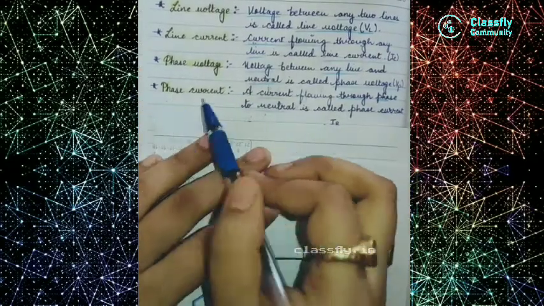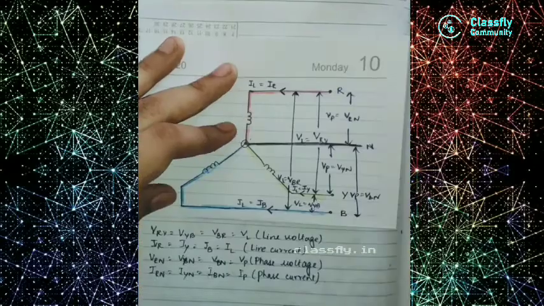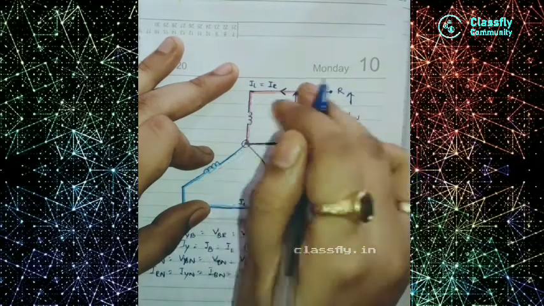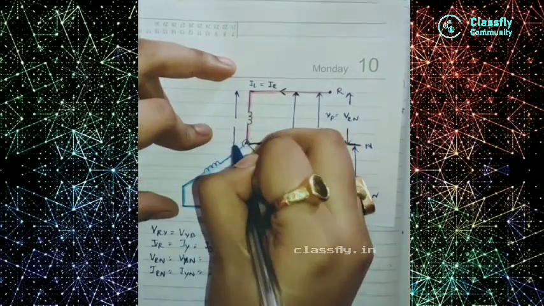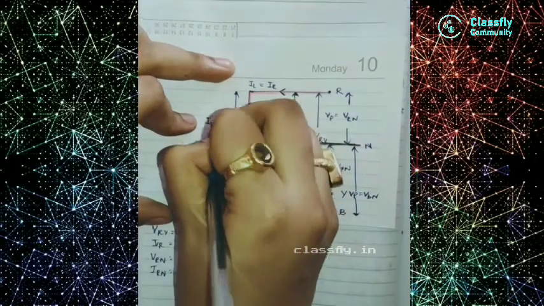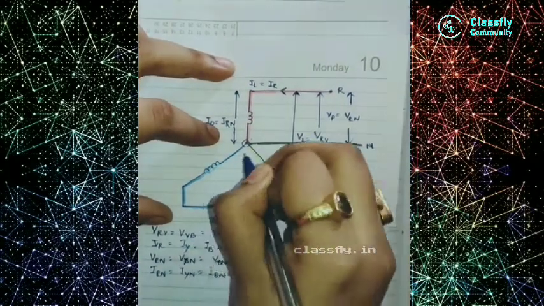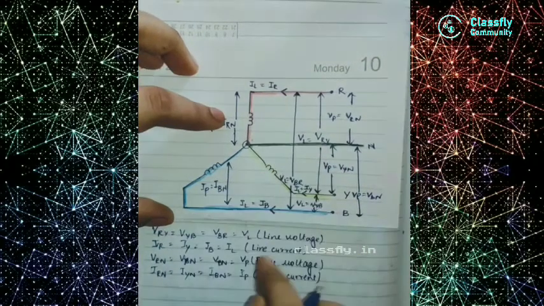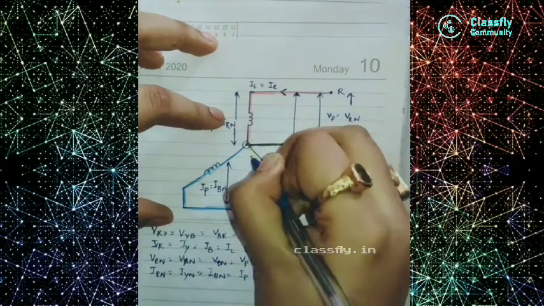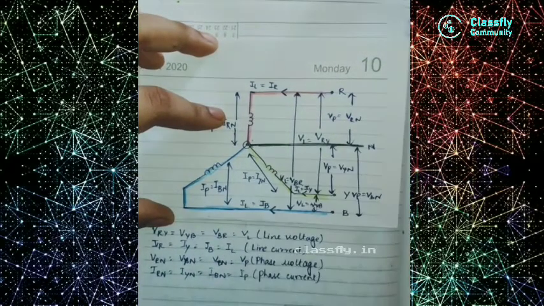And last it says that phase current, the current flowing through phase to neutral, is called phase current. So current flows from here, right? So my phase is what? R to neutral, this is my phase. So from here to here will be my IRN, which will be represented as IP equal to IRN. Similarly, for this to this, it will be IP equal to IBN, and for this Y to this, it will be IP equal to IYN.